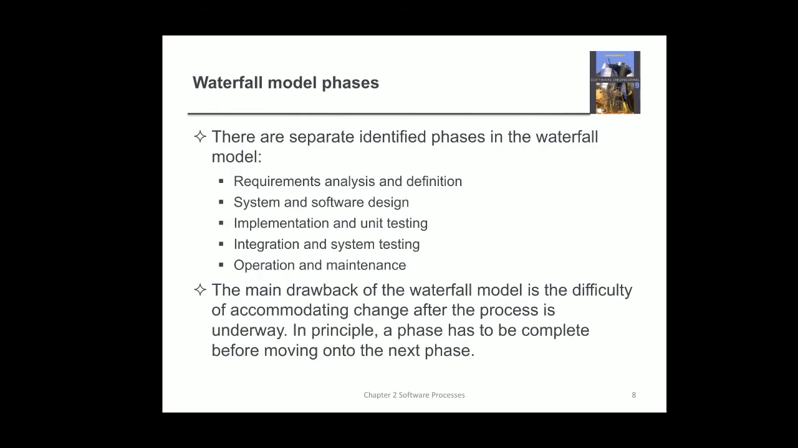So these are the separate identified phases in the waterfall model. As we have seen in the previous diagram, it has requirements analysis and definition, system and software design, then implementation and unit testing, integration and system testing, operation and maintenance. So these are the various stages. In requirements analysis and definition, the system services, constraints and goals are established by consultation with system users. They are then defined in detail and serve as a system specification.